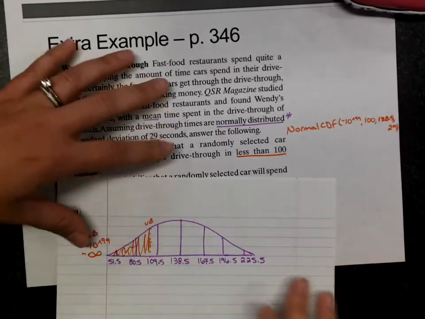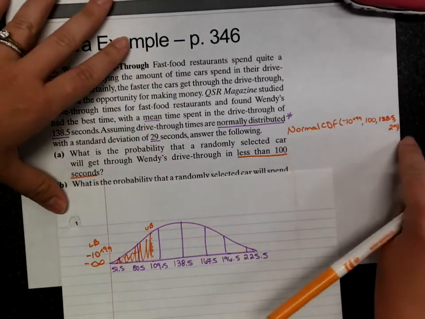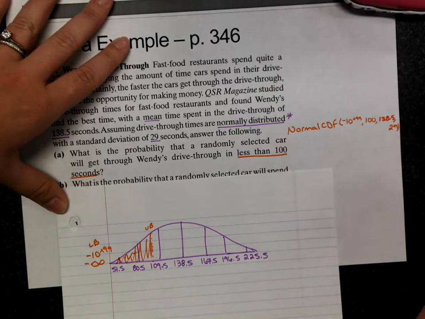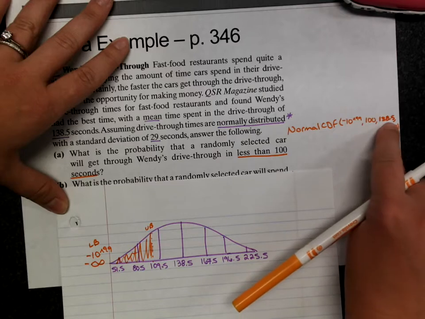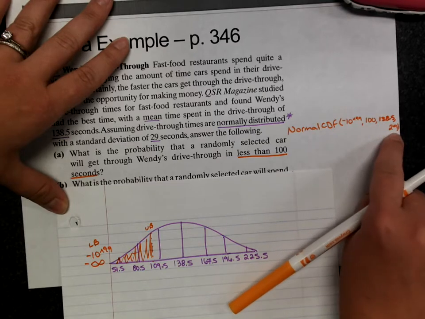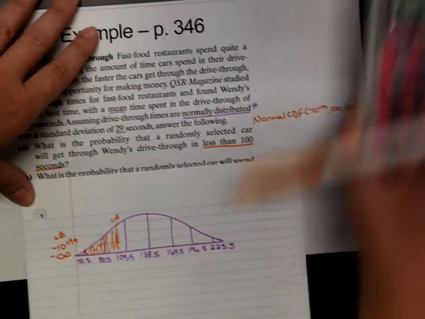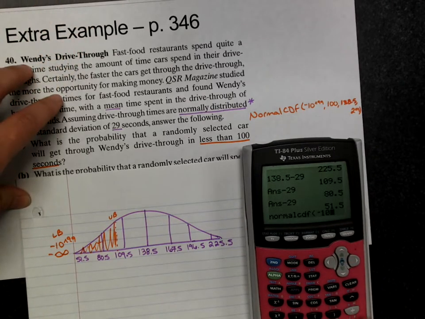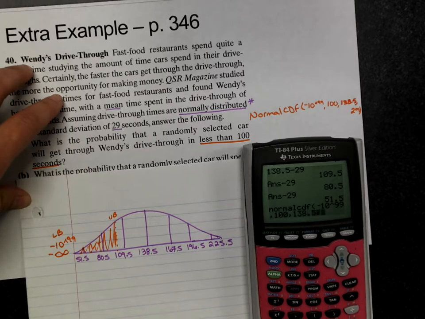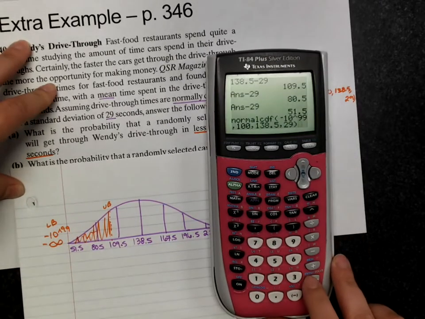So I like to see that written out again on your scratch paper so I know where you got your numbers from. So normal CDF, negative 10 to the 99, upper bound of 100, mean of 138.5, standard deviation of 29.